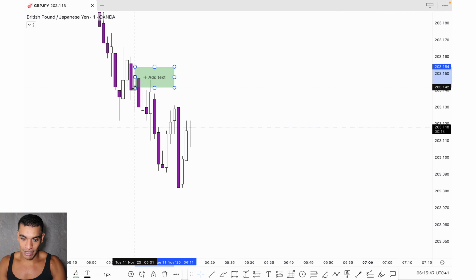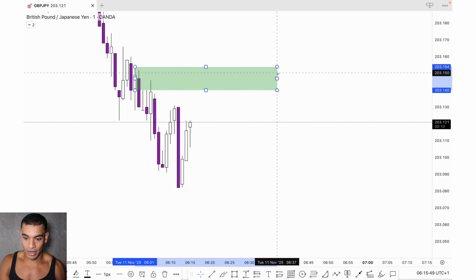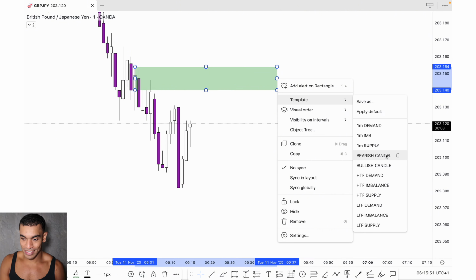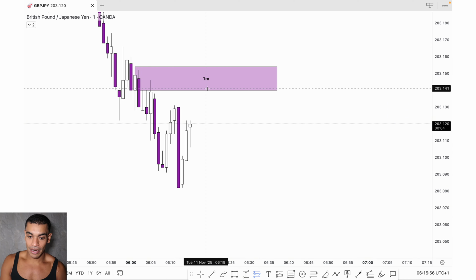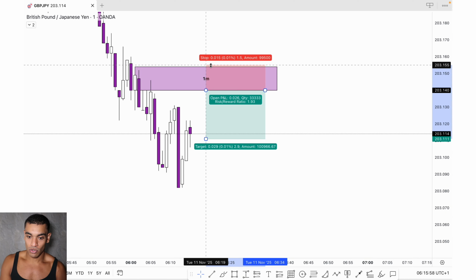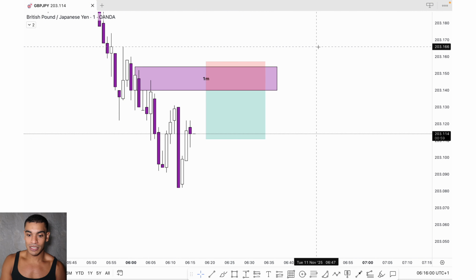For example, if this is a strong supply zone that I really want to trade from, I don't want to enter where price is right now, but I would love to enter if price gets all the way here. I'm going to place my sell limit. So price gets all the way there. I'm going to add my spread.